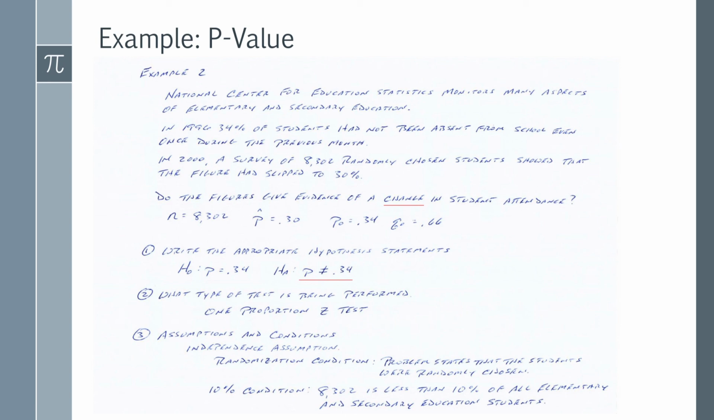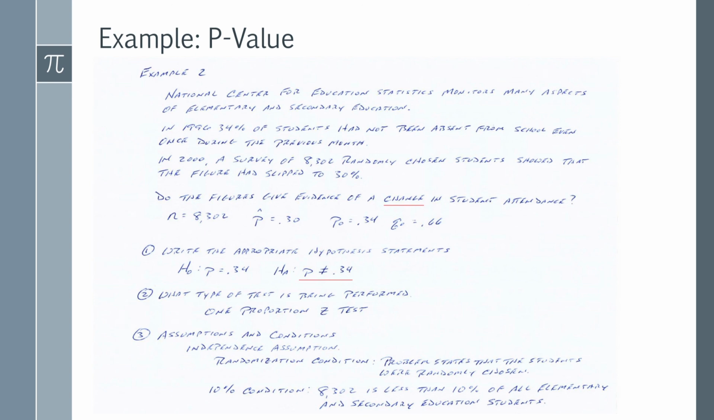Now I want to stop there just for a moment. Your alternative hypothesis could either be a greater than, less than, or not equal to. The way that you would determine what your alternative hypothesis is, you have to look at the question that's being asked. The question is, do the figures give evidence of a change in student attendance? This is why I underline the word change, because it's not asking me if it got less, it's not asking me if it got more, it's just asking me, is it different? Did something change? So in that case, we're going to use a not equal to, because all we want to know is, is it different than the 0.34? So that's why we choose to use the not equal to.